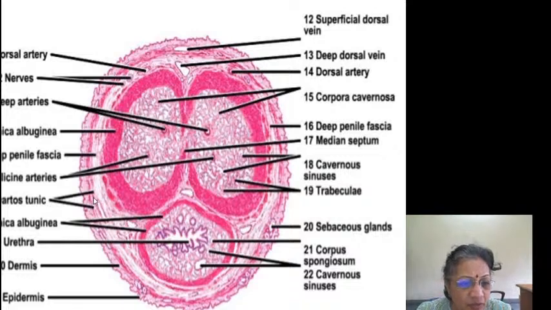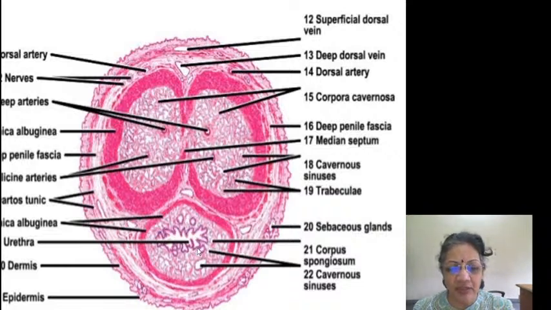Then there'll be a little bit of a tunic of smooth muscle, and then in the spongiosum, there will be the urethral tube, which looks like a very wavy, curvy lumen, and this will have the transitional epithelium. And on the outside, you will have epidermis and dermis, both of them together forming the skin. So we've got everything here. You have a median septum where the two corpora are separated from each other.